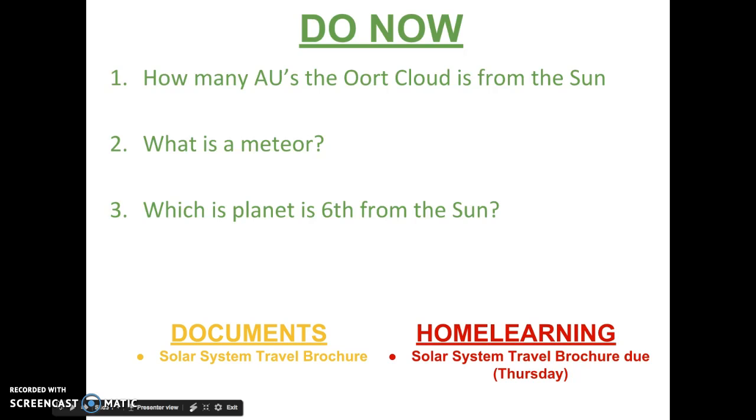All right, so looking at the do now, question number 1, how many AUs is the Oort cloud from the sun? I believe the answer ends up being around 2,000 to 5,000 AUs. I think. I have to double check that to be perfectly honest. Number 2, what is a meteor? It's a piece of space debris. It could be rock, it could be metal, it could be even something man-made that falls through the atmosphere and burns up. Number 3, which planet is 6th from the sun? So we've got Mercury, Venus, Earth, Mars, Jupiter, so it would be Saturn. That would be the 6th one from the sun.